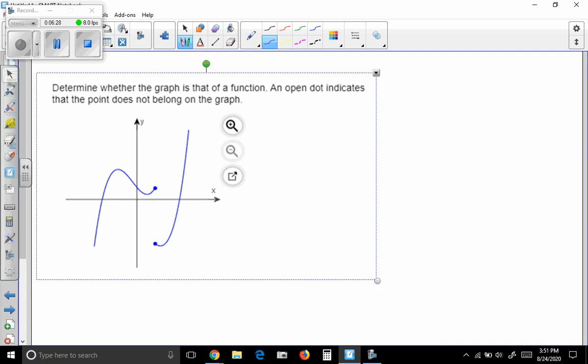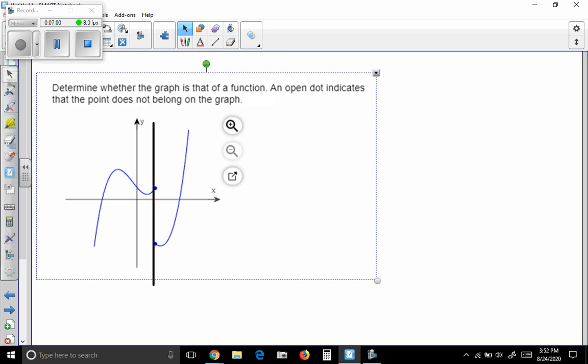Now this one just asks us whether or not this is a function. And remember, when we have a graph, if we want to know whether or not it's a function, we use what's known as the vertical line test. If we draw a vertical line and it only touches the graph once, then that means at that particular x value, there's only one point. So if we put a vertical line here, for this x value, there's 1 point. For this x value here, there's 1 point.